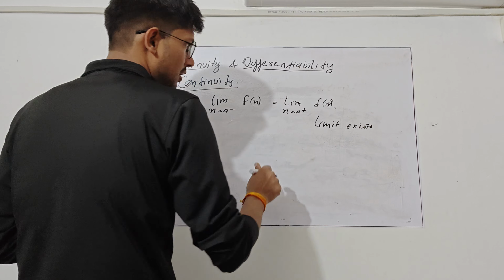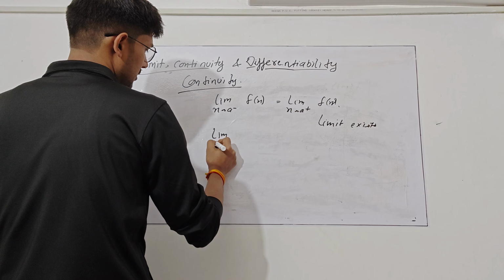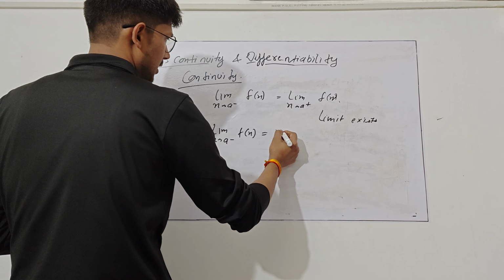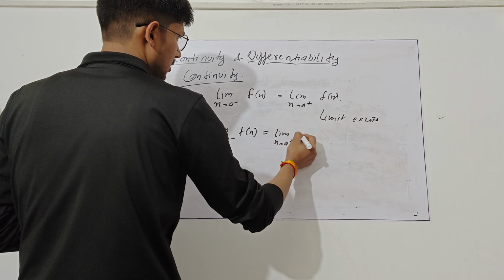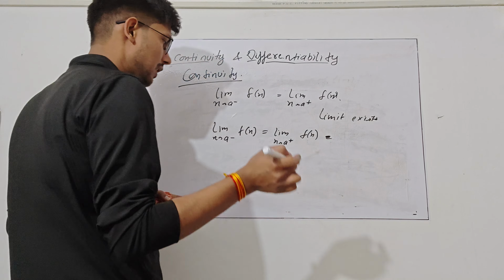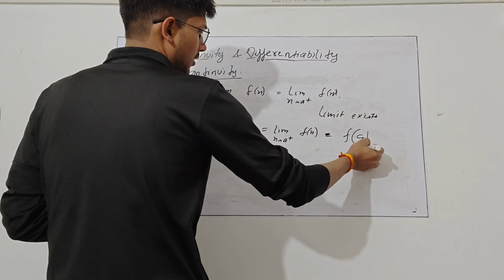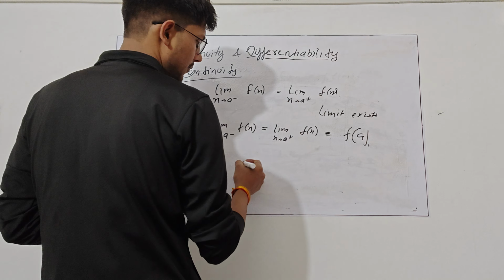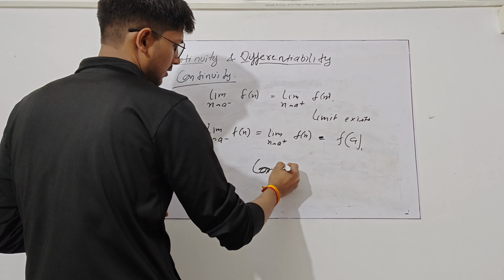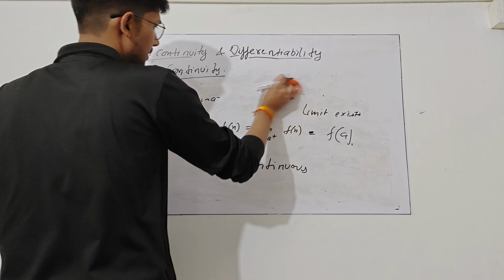Limit exists. But in continuity we have one more condition. In continuity we said limit x tending to a minus of f of x is equal to limit x tending to a plus of f of x is equal to the function value at that point. That point is x is equal to a, that is f of a. When these three values are equal, then we said that our function is continuous. So let me understand by an example.